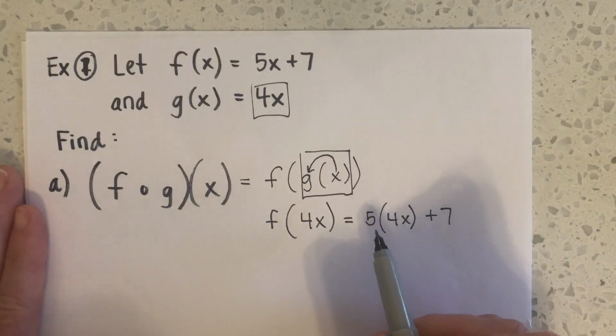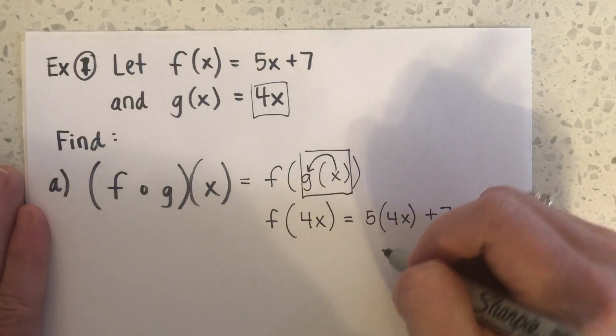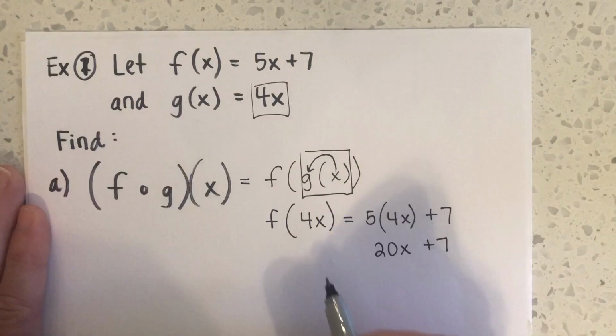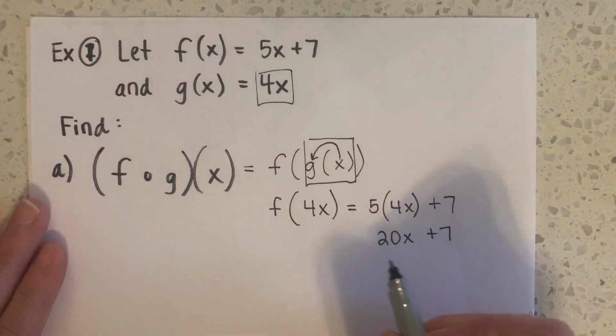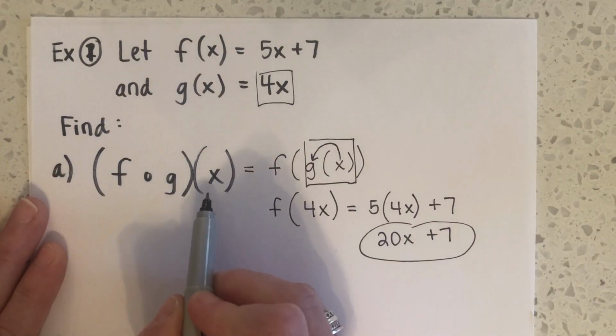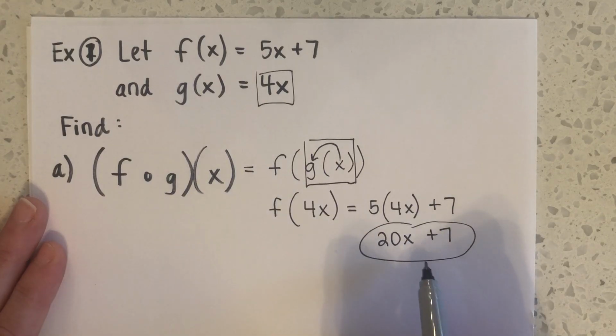Okay, so now what is 5 times 4x? It's 20x. And then I still have plus 7. Then you would look to combine any like terms, but I don't. So this is a finished problem. f of g of x is equal to this expression.